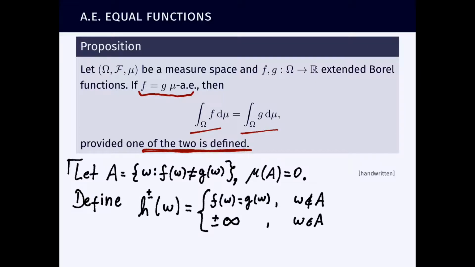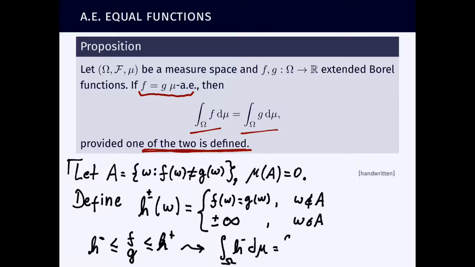And why do we do that? Well, because now h minus is a lower bound for f, and h plus is an upper bound for f. And they're also an upper bound and lower bound for g. And now, to conclude, we just need to note that the integral of h plus has to be equal to the integral of h minus.